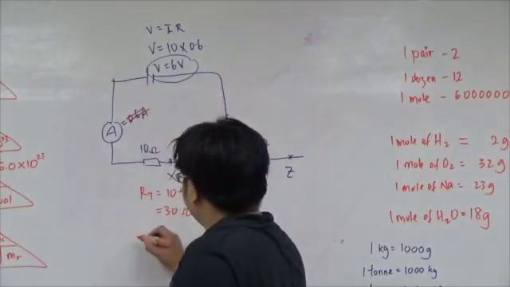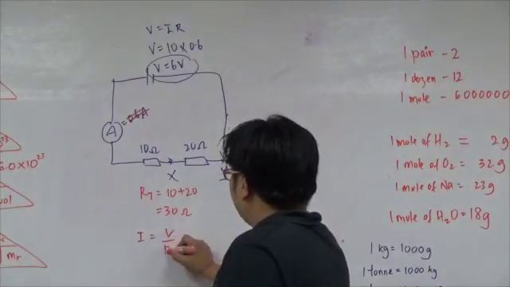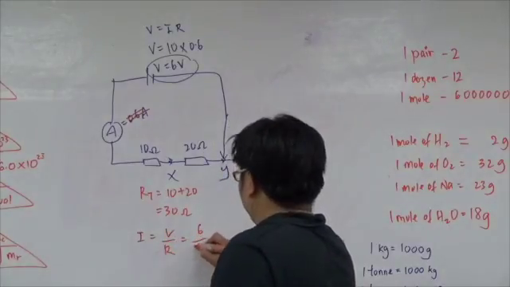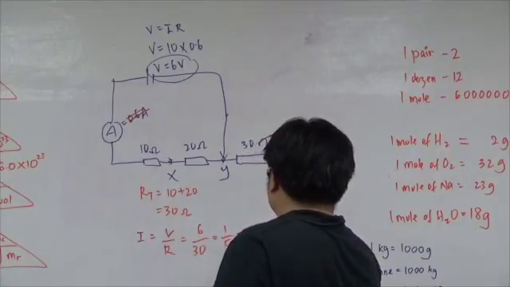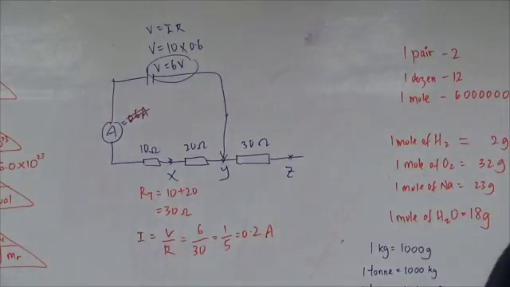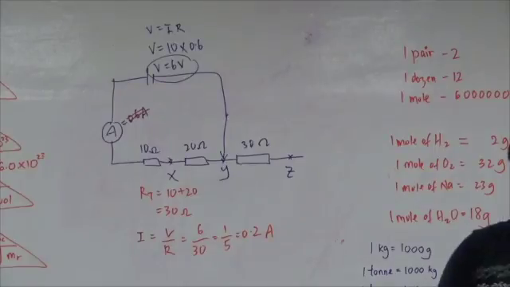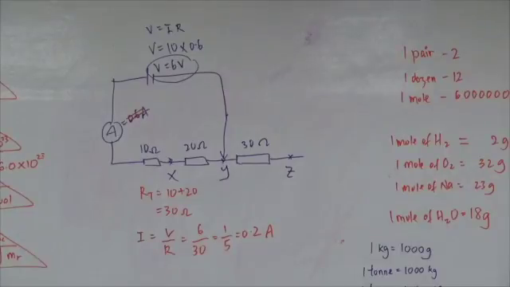So this I is not used already. So I is equals to 6 over 30. 0.2 ohm. Did you write down? Okay? Do you all understand?